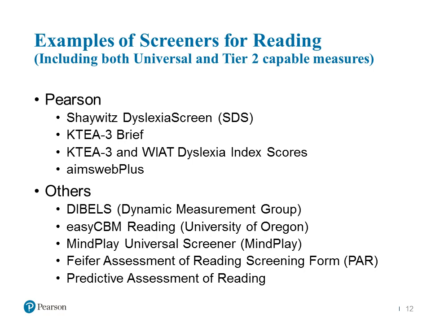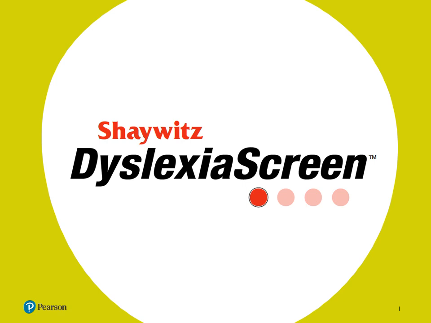And if you look at these, they make a lot of sense when you think about tier 1 versus tier 2. We see AIMSweb Plus oftentimes as more of a tier 1 universal type of screener. The Shaywitz DyslexiaScreen can be put into place on either tier 1 or tier 2. But things like the KT Brief, the KT3 and Wyatt Dyslexia Index scores are more suited for a tier 2 application, because they are going to require individualized assessment, right? So I just want you to be able to identify that in your mind with regard to your school system and what makes sense. So let's get into the Shaywitz DyslexiaScreen.